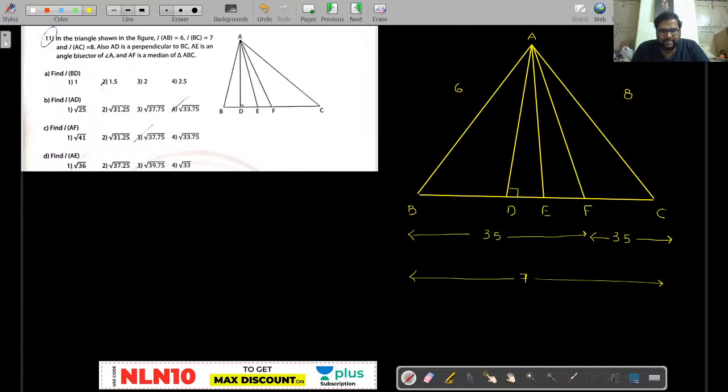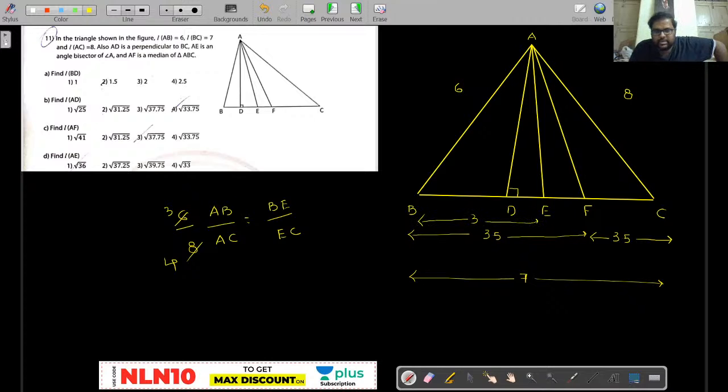Now, one more point. By the internal angle bisector theorem, what can you say? AB by AC is equal to BE by EC. AB is 6 and AC is 8, which is nothing but 3:4. So BE and EC will be in the ratio 3:4. I'll write BE is 3 and EC is 4.